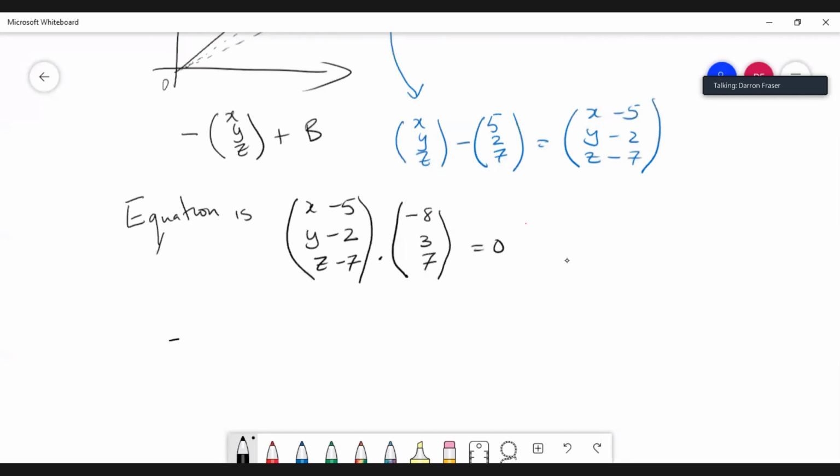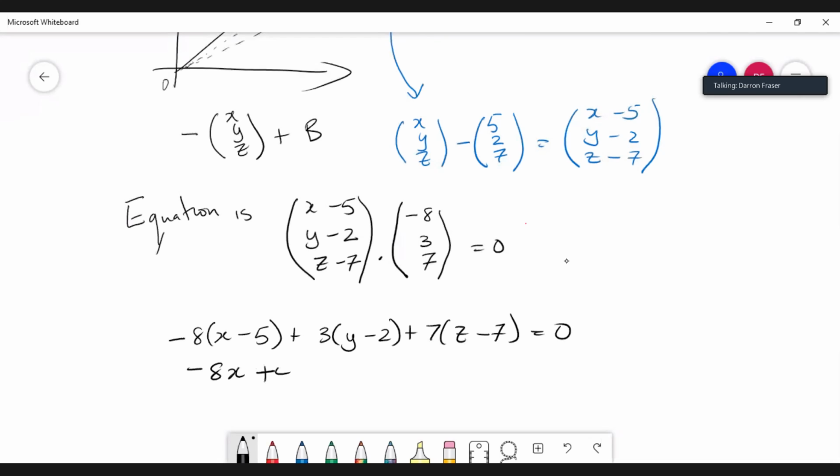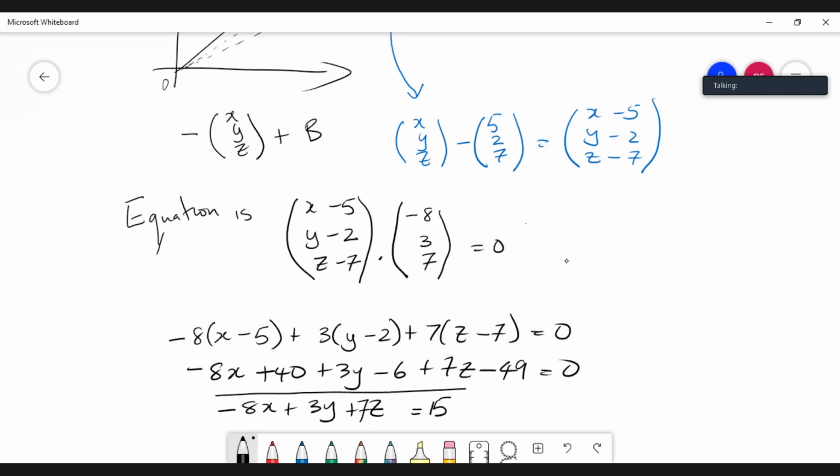So that's going to be minus 8 times X minus 5 plus 3 times Y minus 2 plus 7 times Z minus 7 is equal to 0. So that's minus 8x plus 40 plus 3y minus 6 plus 7z minus 49 equals 0. Or minus 8x plus 3y plus 7z is equal to, carry the 49 over to the next side, and 6 is 55, minus 40, that is 15. So that is the equation of the plane.